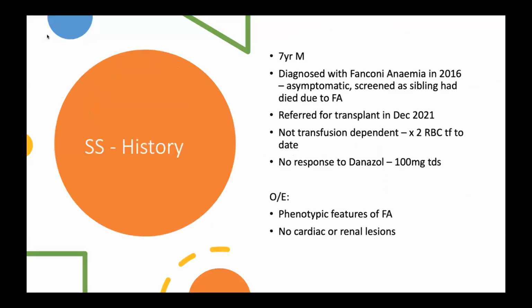Second patient was patient SS, who was also referred from KZN. This was a 7-year-old male. So he was diagnosed with Fanconi's in 2016. At that point, he was asymptomatic, but he was screened as his sibling had died following Fanconi's anemia. He was referred for transplant in December 2021.